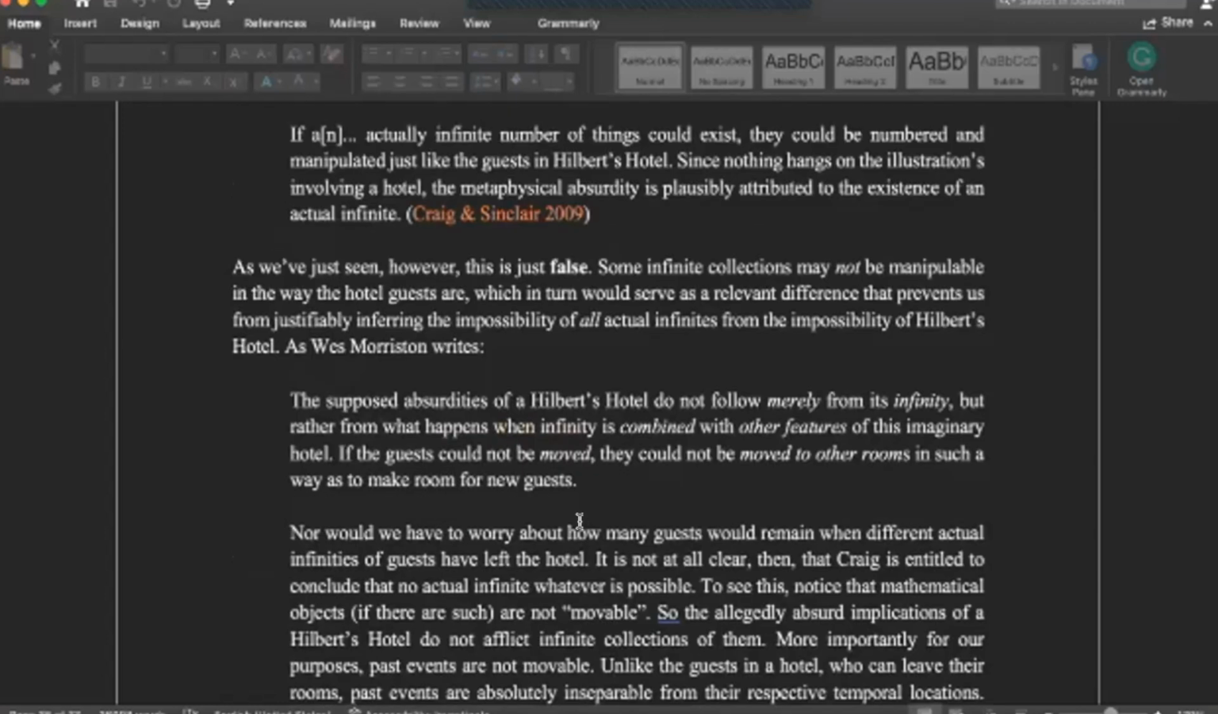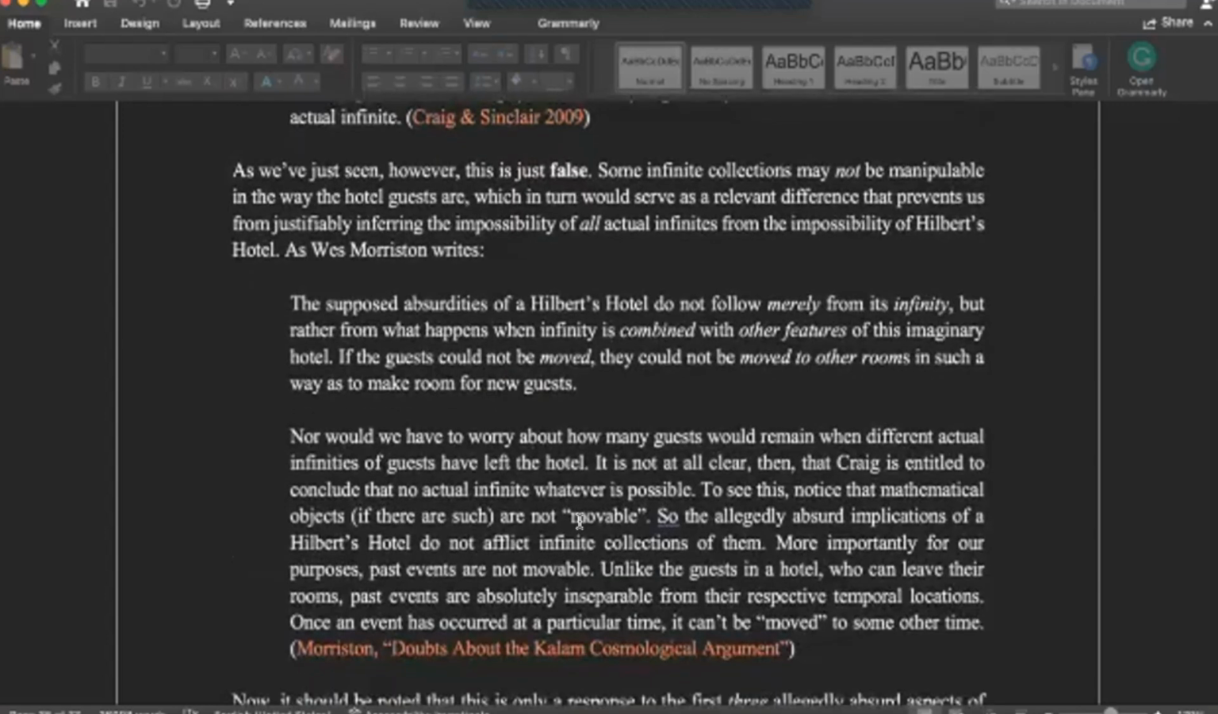As Wes Morrison writes, the supposed absurdities of a Hilbert's hotel do not follow merely from its infinity, but rather from what happens when infinity is combined with other features of this imaginary hotel. If the guests could not be moved, they could not be moved to other rooms in such a way as to make room for new guests. Nor would we have to worry about how many guests would remain when different actual infinities of guests have left the hotel. It is not at all clear, then, that Craig is entitled to conclude that no actual infinite whatsoever is possible.